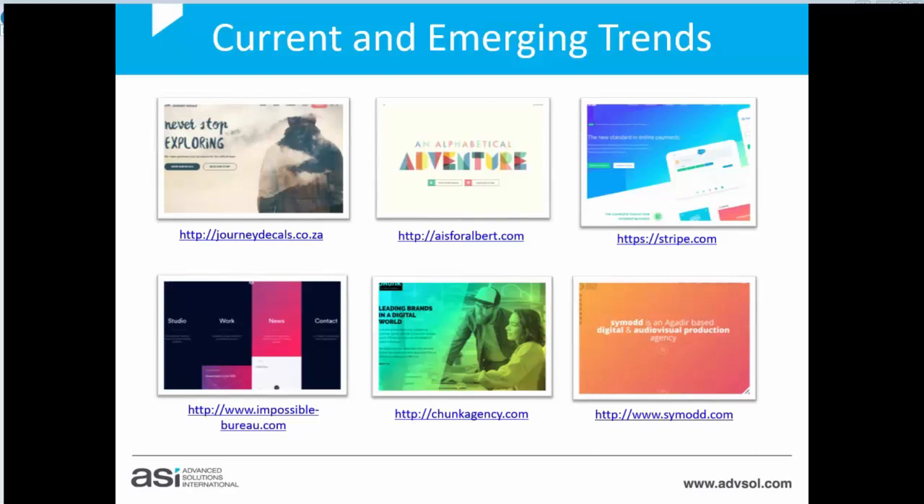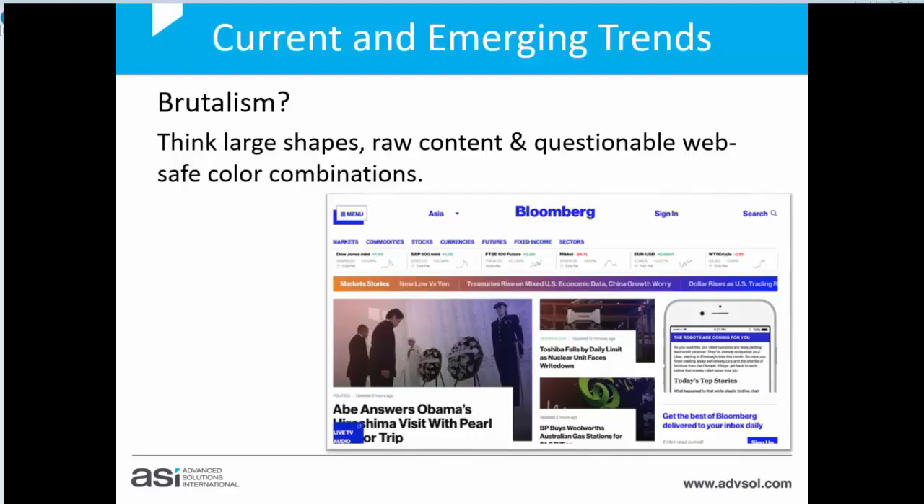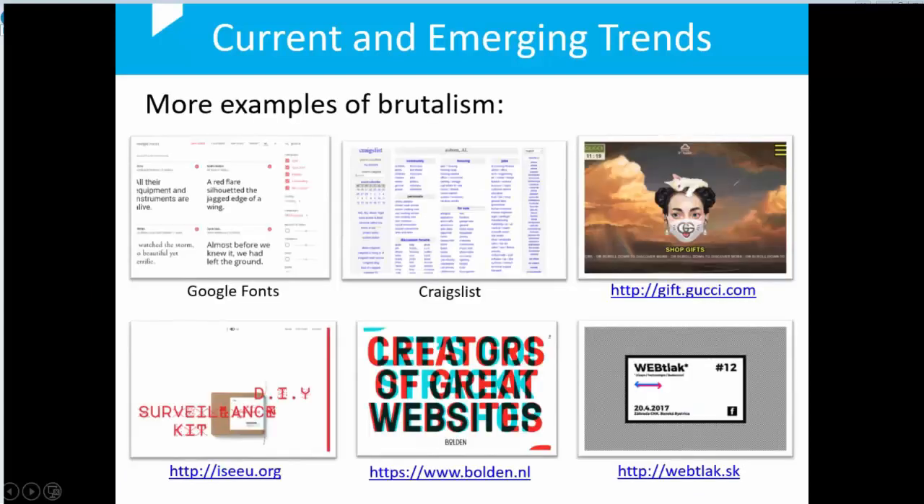When you think about brutalism, you can think of large shapes, raw content, and mostly questionable web-safe color combinations. The Bloomberg website is a very good example of a brutalist website. They are using the default web-safe blue for most of their links and navigations. They've also kept their layout and design very simple, almost raw. There are no visual elements that are particularly striking. Other examples of brutalism include Google Fonts and Craigslist.